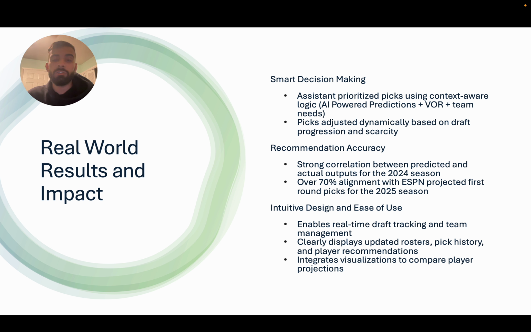Our recommendation accuracy can be measured through the strong correlation between predicted and actual outputs from the 2024 season, and then those were also validated by seeing a 70% alignment with ESPN projected first-round draft picks for the 2025 season. So we also have some metrics to base on the future success or potential future success of our assistant.